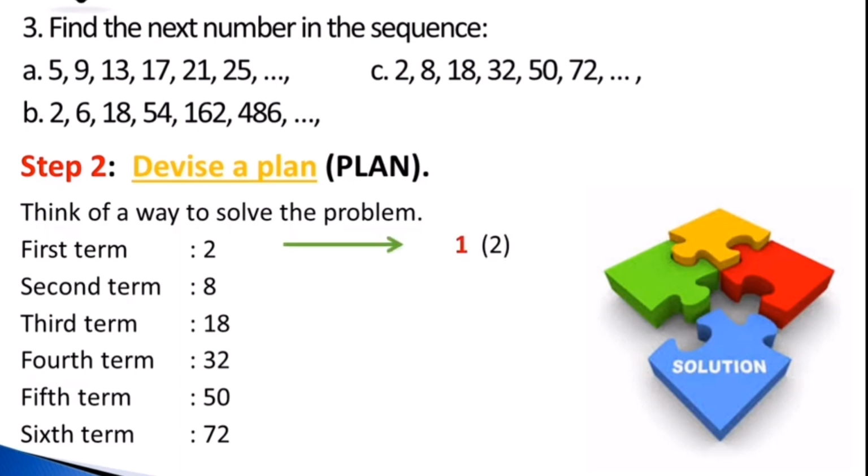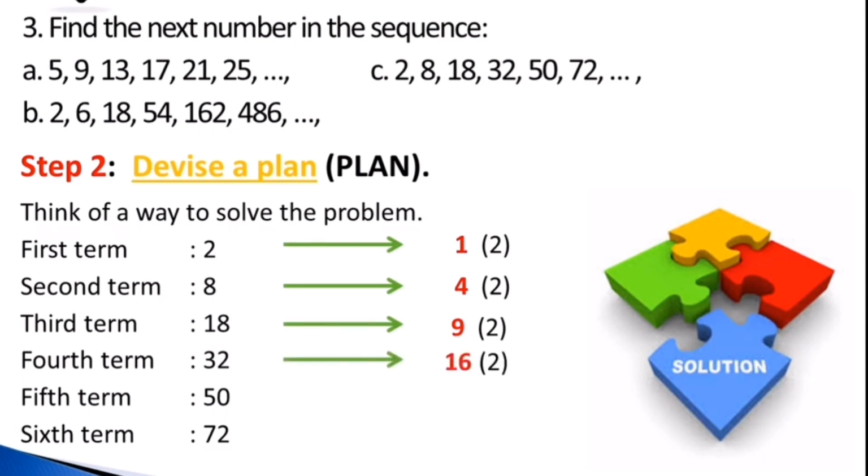What would be the number that you're going to multiply to make it 8? Therefore, 4 times 2. What you're going to multiply to make the product 18? That is 9 times 2. So as you can see in the first 3 terms, we just multiply the factor by 2. In short, what do you multiply on the fourth term to make it 32? We have 16 times 2. What do you multiply by 2 to make 50? 25 times 2. The same as in the 6th term, which is 72, and that is 36 times 2.